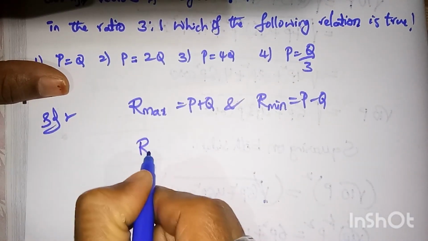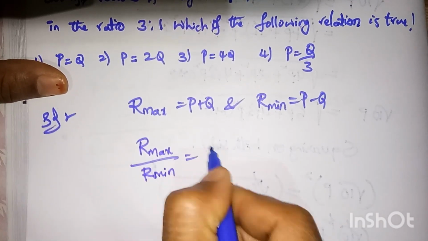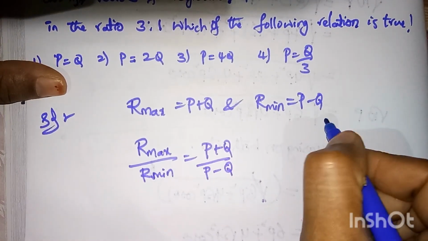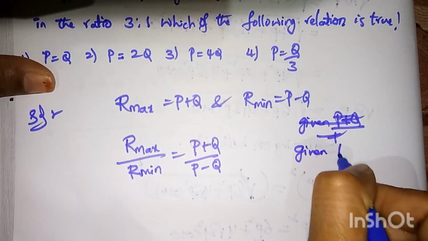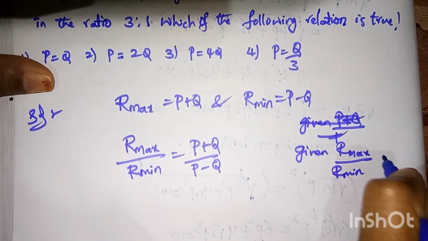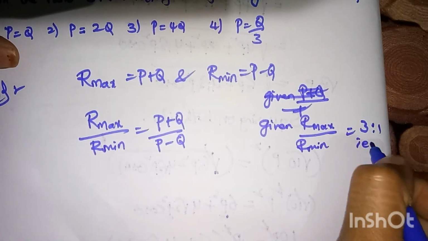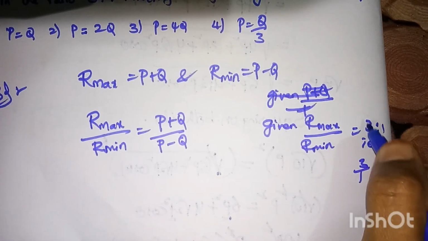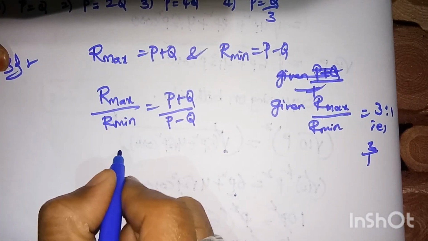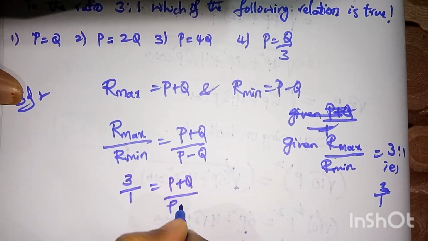You know that R maximum by R minimum is equal to p plus q by p minus q. What they have given is that R maximum by R minimum is in the ratio of 3:1, that is 3/1. So in place of R maximum and R minimum you can write 3/1 is equal to p plus q by p minus q.